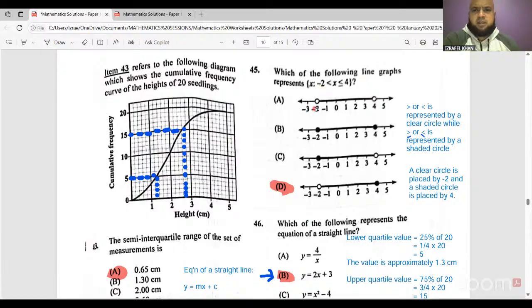So this would be a clear circle, either A or D. Less than or equal to would be shaded. You can see this. More than or equal to or less than or equal to is shaded. So D as in dog, A is wrong.